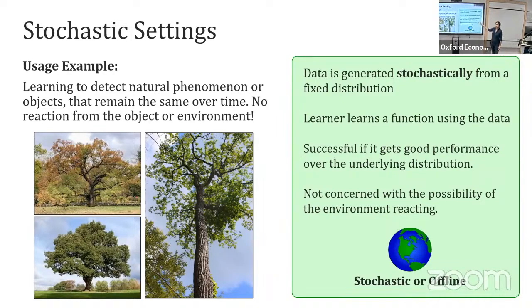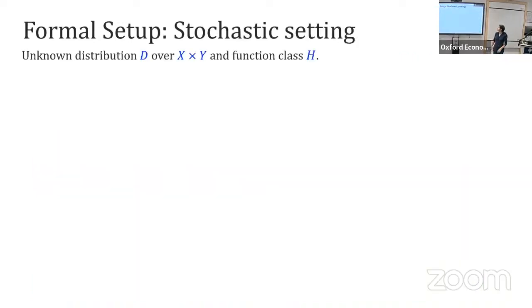I want to know which ones are the oak trees. So the underlying assumption in vanilla machine learning here is that there is a stochastic process that's generating the data. These are observations you see. That stochastic process doesn't change over time. Okay, so trees always are trees, the same set of pictures that you can see. And then a learner's goal is to learn a function using the data that it observed. And the learner is successful if it can get pretty high performance on the underlying data distribution that we said is not going to change. You're not concerned with the possibilities of new trees coming up. So this is what we call stochastic setting.